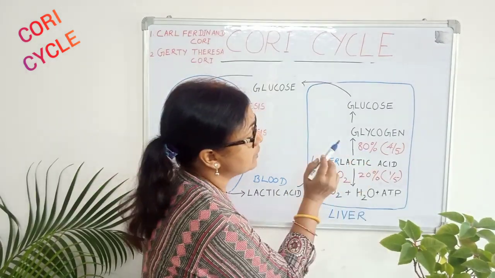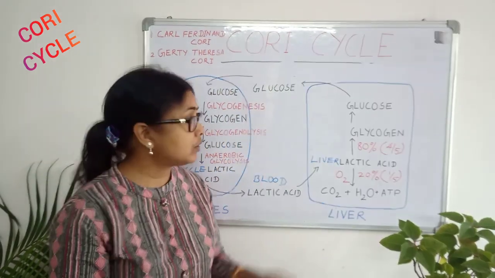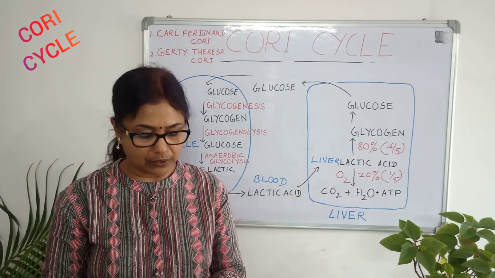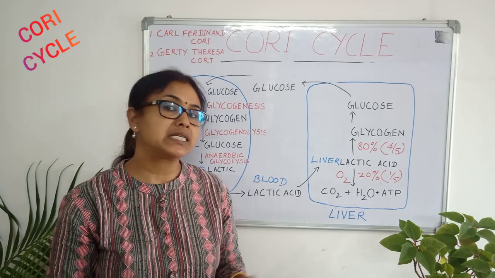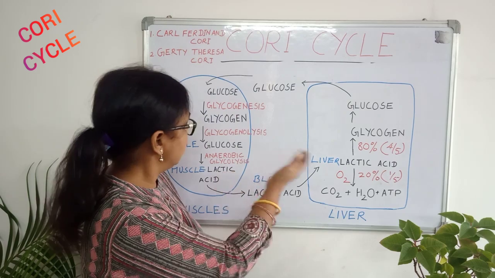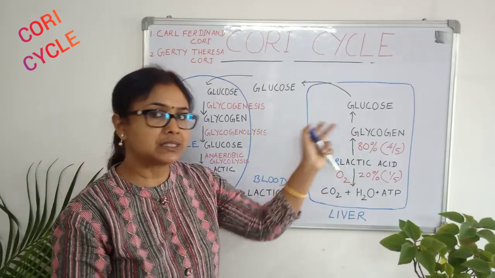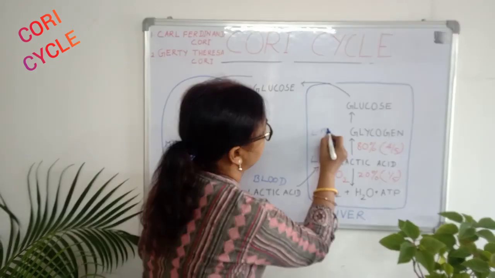Now, the 80% or 4/5 of the liver lactic acid is converted to glycogen. We have the idea that glycogen is the storage carbohydrate for animals, and a large amount of glucose is converted to glycogen and stored in the liver as well as the muscles. So, this 80% is converted to glycogen and stored over there, and let's write this as the liver glycogen.